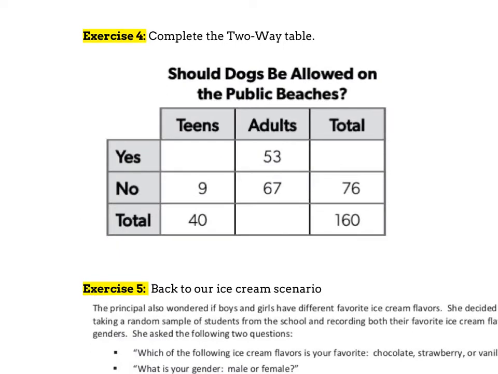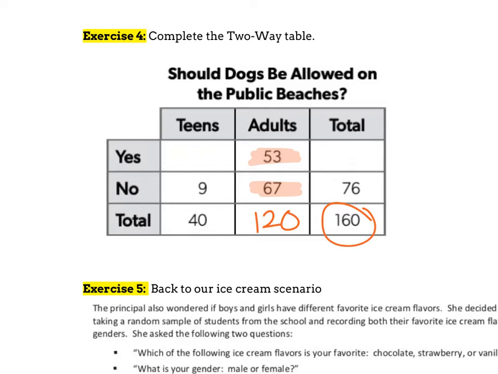All right, I'm going to complete another two-way table. I've taken out my calculator for this one because these numbers are a little less friendly. And I'm going to start over here on the right for the total people. So the question says, should dogs be allowed on public beaches? 160 people were surveyed. If 40 of them are teens, 160 minus 40, that means 120 of them were adults. And I can double check this total. I'm just going to make sure 53 plus 67 is 120, and it is.